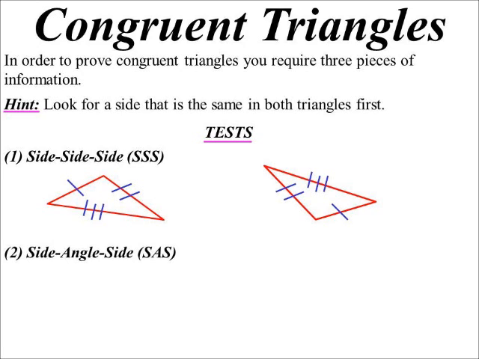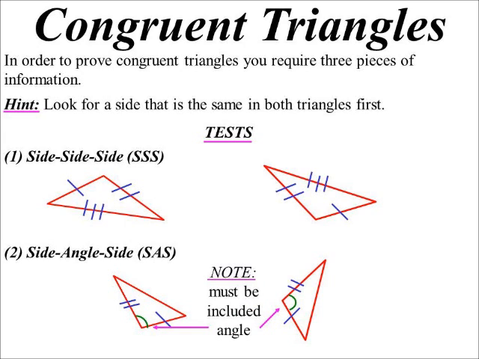So the next one, side, angle, side. So that side matches. So does that one. But of course it cannot be just any angle, and that's why we write it as side, angle, side, to highlight it's got to be the angle in between the two sides that we know, which is called the included angle. Alright, let's drop off another side, replace it with an angle.